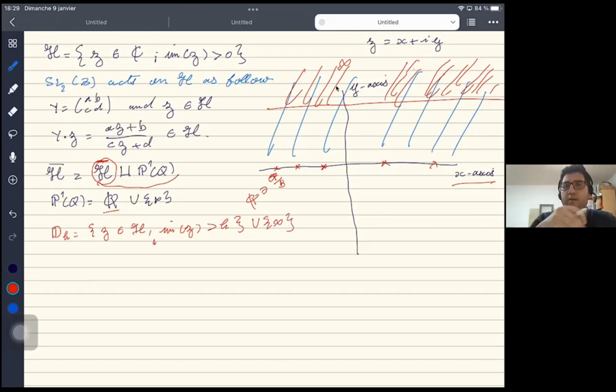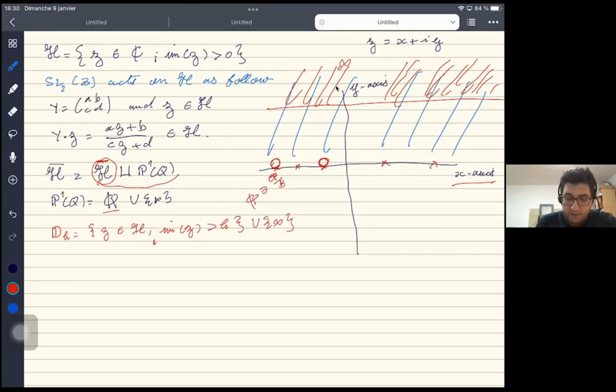So now we will add many opens and take the topology generated by such opens. And for the elements here, we add a disk which is tangent to the element here. And why do we do this? Because we can always get a gamma in SL2Z which will send the neighborhood of infinity to a disk like this.